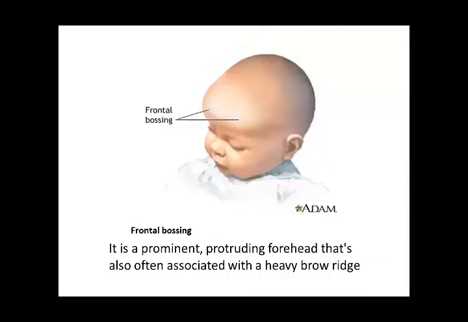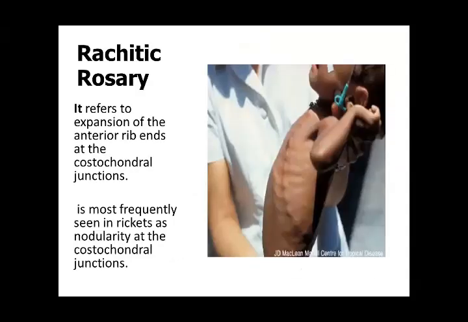This is cranial frontal bossing. Look at the protrusion of the frontal plates in this little child. It is a prominent, protruding forehead that is also often associated with heavy brow ridges. Frontal bossing. Rachitic rosary. You have heard the word before.